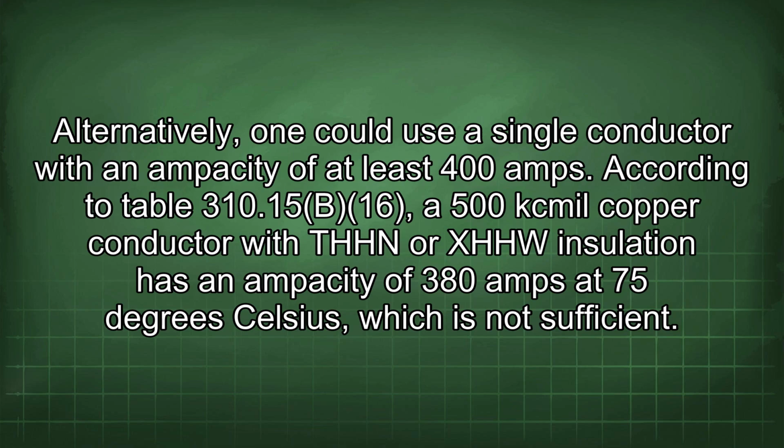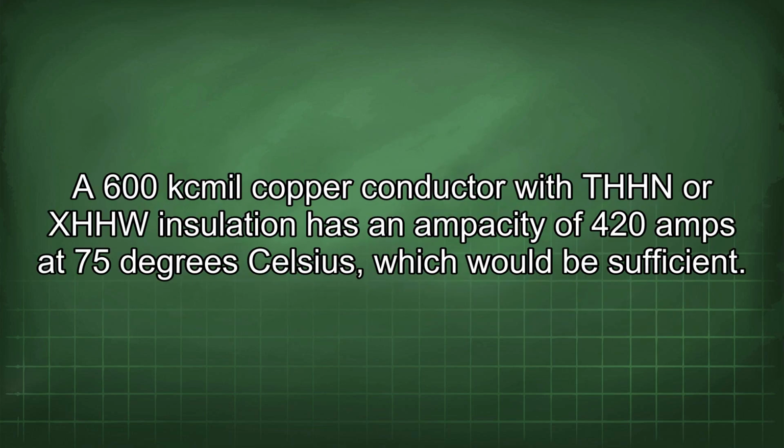According to Table 310.15(B)(16), a 500 kcmil copper conductor with THHN or XHHW insulation has an ampacity of 380 amps at 75 degrees Celsius, which is not sufficient. A 600 kcmil copper conductor with THHN or XHHW insulation has an ampacity of 420 amps at 75 degrees Celsius, which would be sufficient.